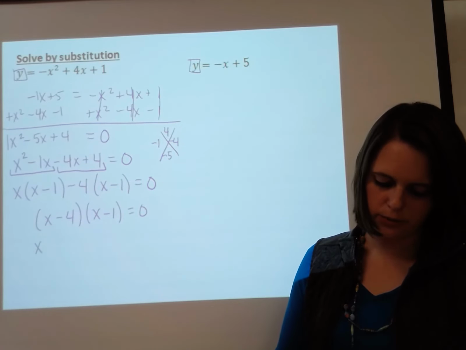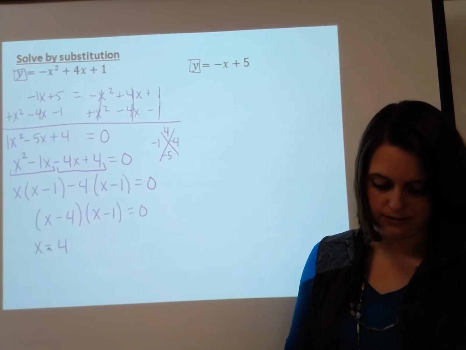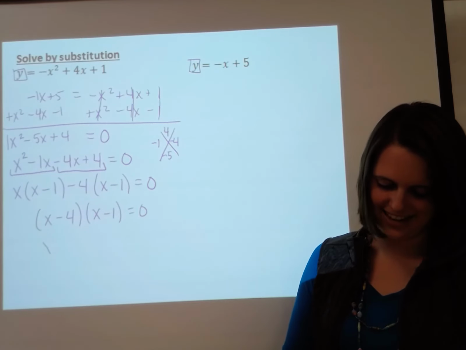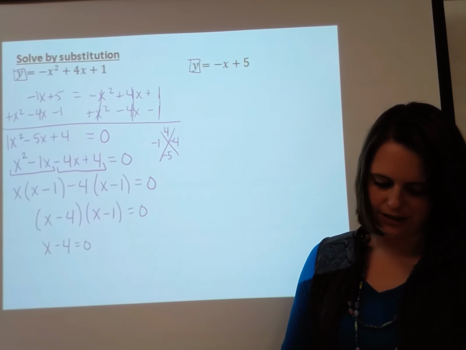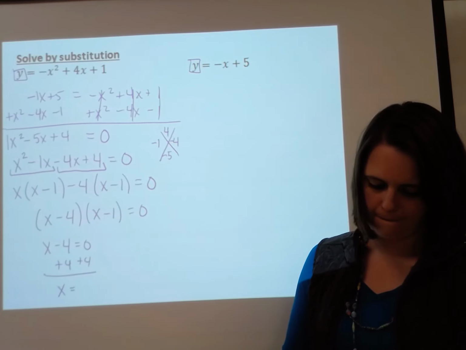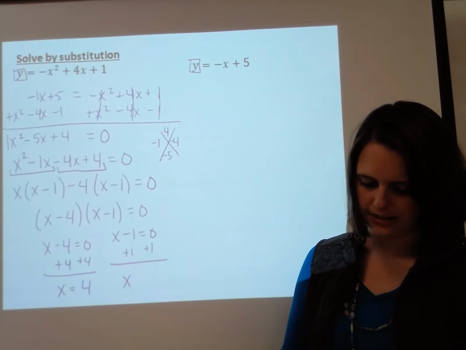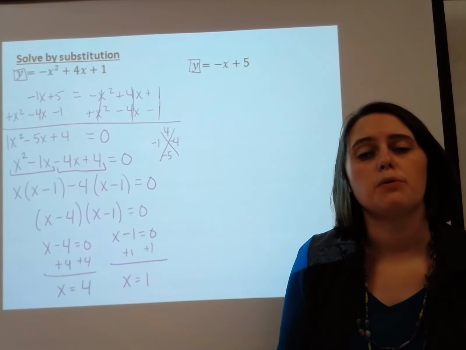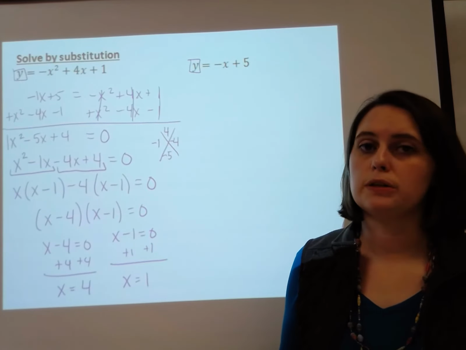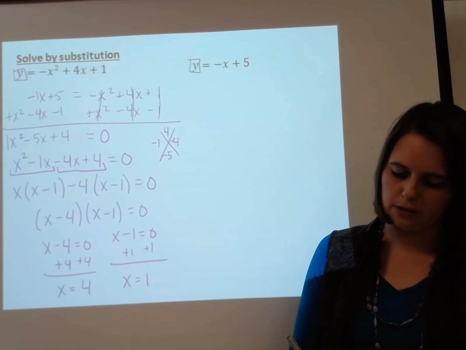Setting each factor equal to 0 to solve, we get x equals positive 4. Let me show how that works. x minus 4 equals 0. We get that by adding 4 to both sides. And again, set x minus 1 equal to 0, adding 1 to both sides. We get x equals 1. So there at that moment, when we get those 2 x values, we know we have 2 real solutions for our system. Let's find the y values by plugging them in.